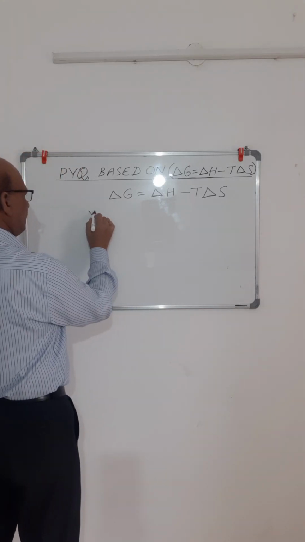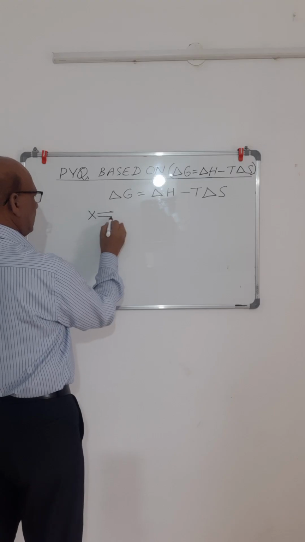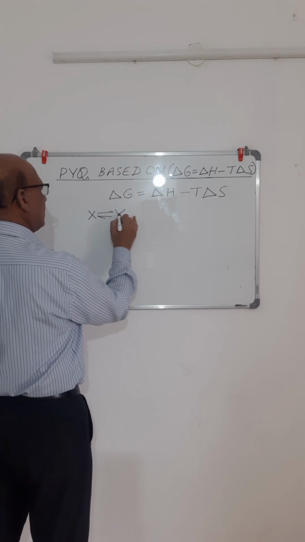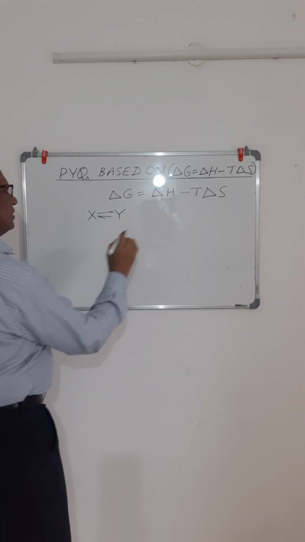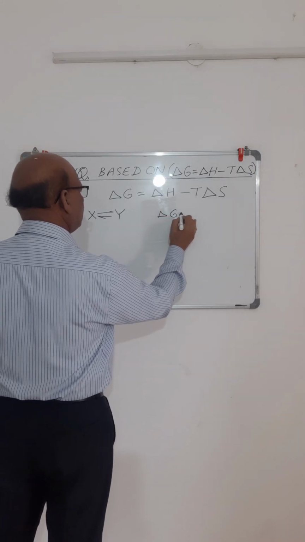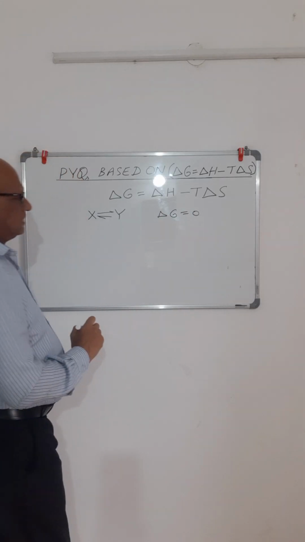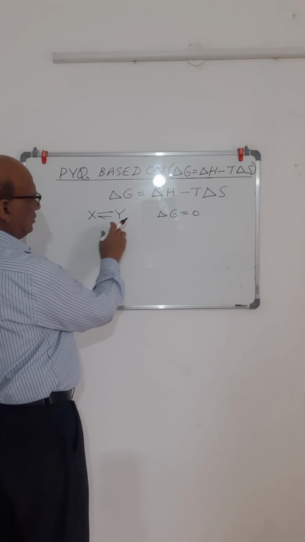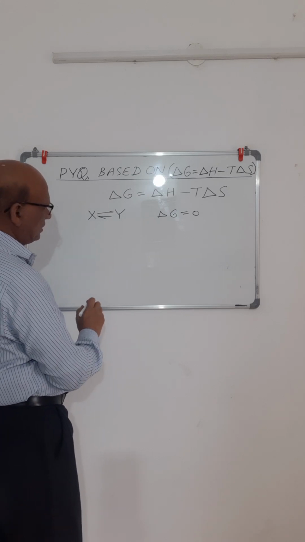Suppose हमें एक equilibrium reaction दी है X gives Y. In this case, because the reaction is at equilibrium, delta G will be 0 and we can say that rate of forward reaction is equal to rate of reverse reaction.